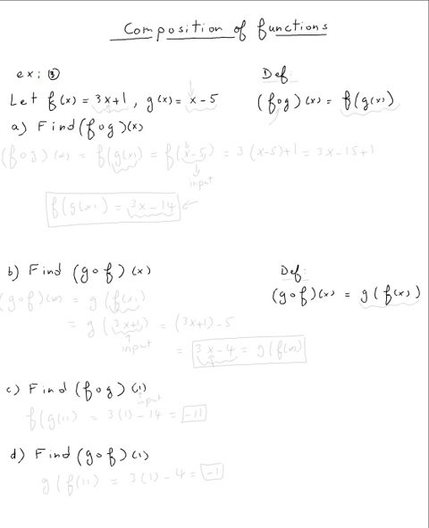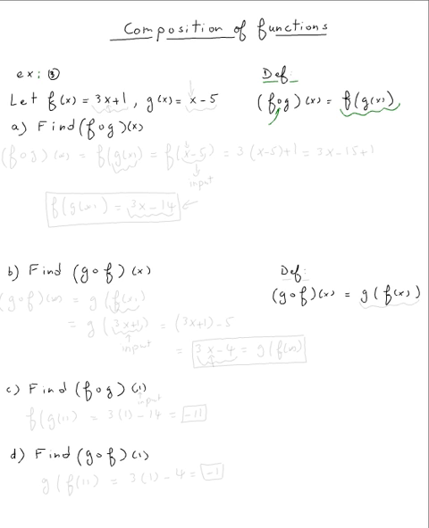The topic here is composition of functions. So let's look at the definition. Here's the definition. The composition f of g of x is equal to f of g of x. So we write f circle g of x is equal to f of g of x.